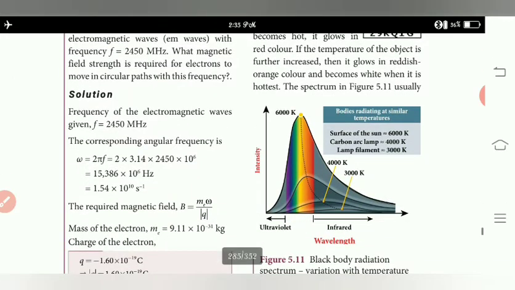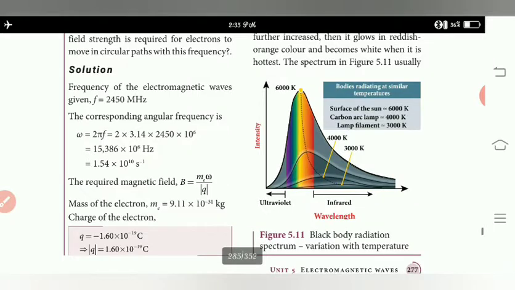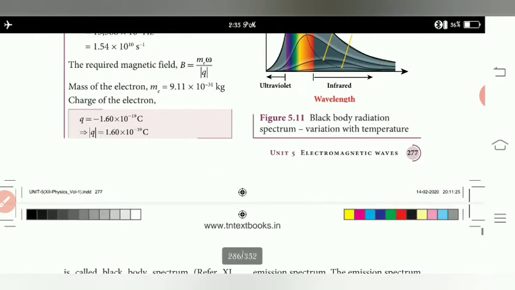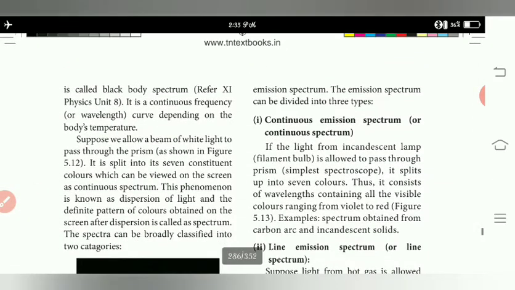Look at that. Infrared corresponds to 3000 to 4000 Kelvin, but ultraviolet corresponds to around 6000 Kelvin, like the surface of the outer core. Okay, 6000 Kelvin. That is the black body radiation spectrum, and its variation with temperature. This is called the black body spectrum.